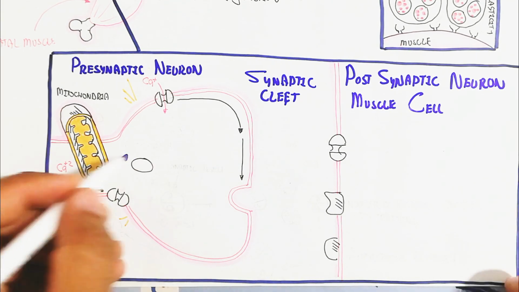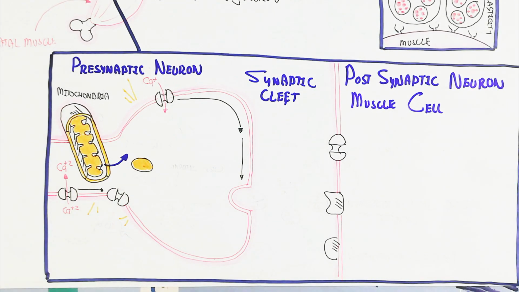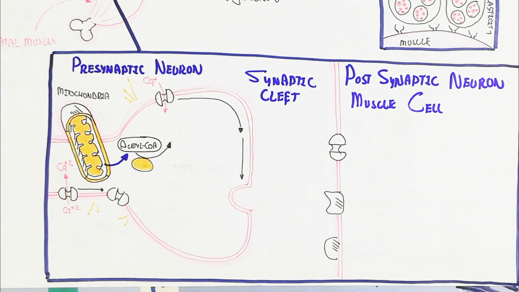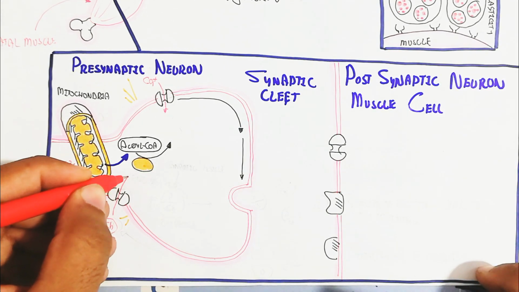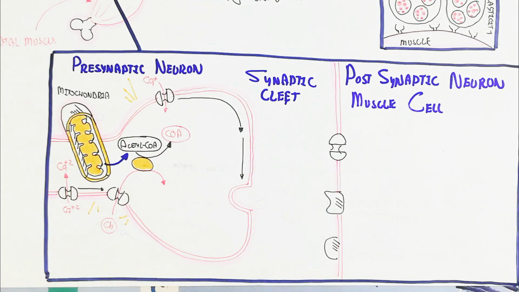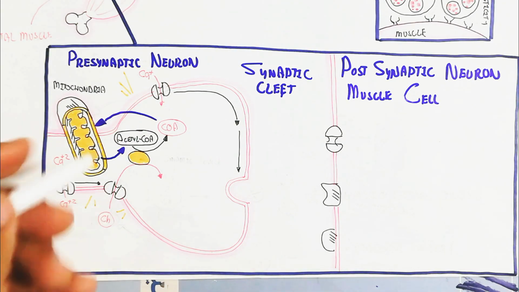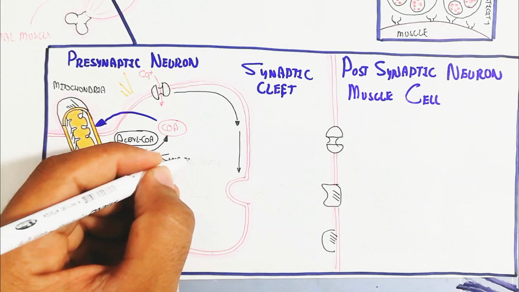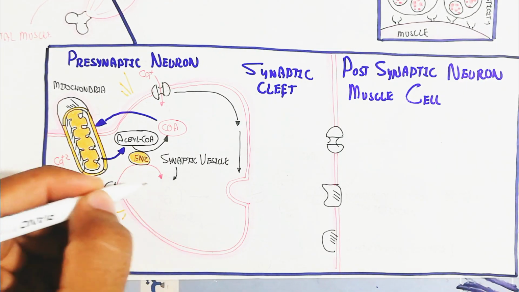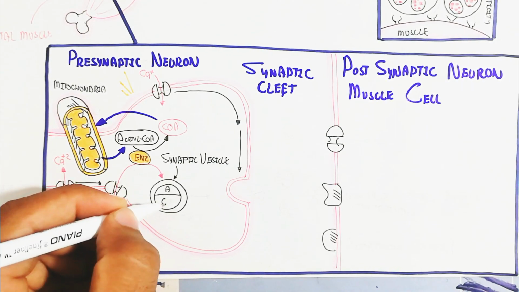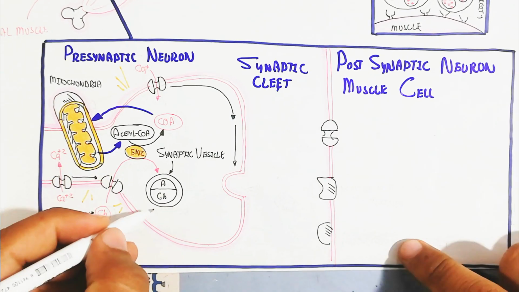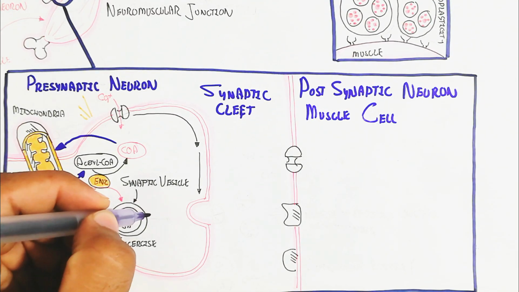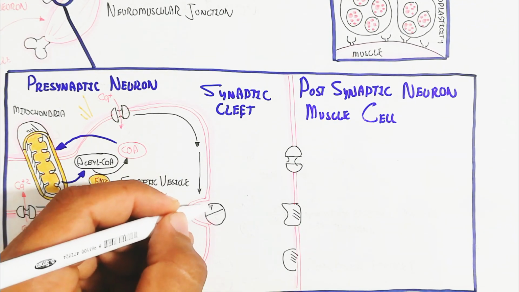In this way, here is a mitochondria, which produces acetyl-CoA, and the enzymes present convert this acetyl-CoA into CoA, while the choline is reuptaken through the choline transporter channel, and they combine together to form acetylcholine. The acetyl-CoA releases the CoA, but the acetyl binds with the choline, and exercise will increase this, and the synaptic vesicle will lead to exocytosis.